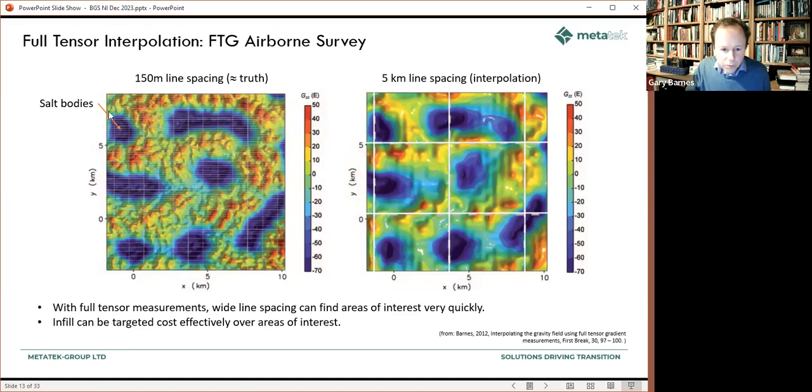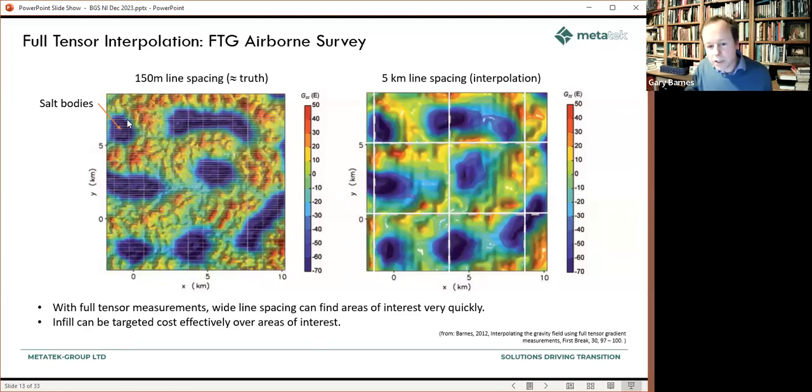And these salt bodies produce very nice maps in terms of their gravity field. On the left here, we see what we can almost call the truth, in the sense that this really is what the gravity field looks like in this area of the world. And we can say that because this is a very tight line spacing, 150 meters. So that means the data is going to be very accurate.